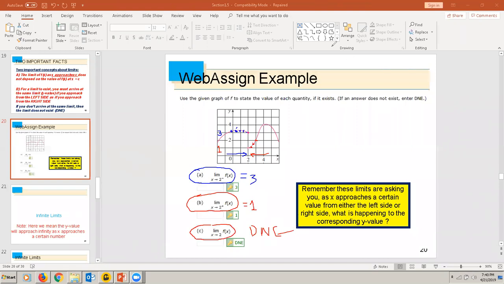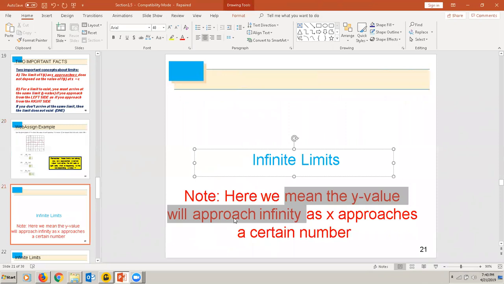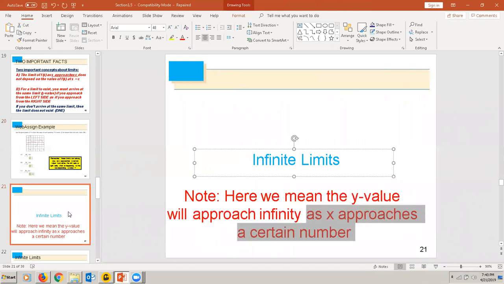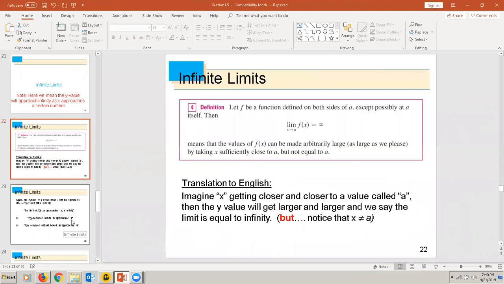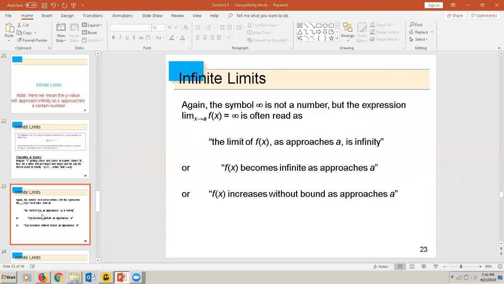All right, folks, let's expand this a little bit to consider the case: what happens if the y value approaches infinity as x approaches a certain number? Let me show you some examples. As x approaches a certain number, the y value could get larger and larger, and if it gets arbitrarily large, we say the limit is equal to infinity. Imagine x getting closer and closer to some number called a. Remember, you never let x equal a. The y value might get larger and larger, and then we say the limit is equal to infinity.